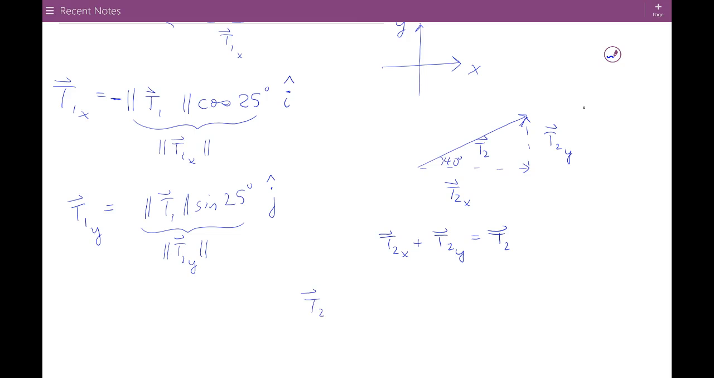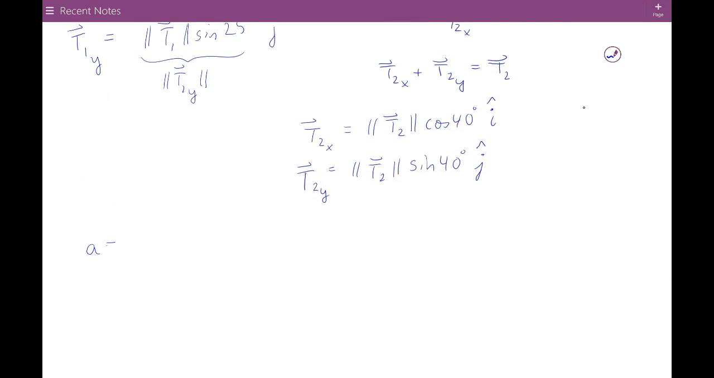So vector T2x is going to be magnitude of T2 cosine of 40 degrees i hat, because it's going in the positive x direction. Then T2y is going to be magnitude of T2 sine of 40 degrees j hat, because it's going upward. Okay, so now let's make a little simplification, and let A be the magnitude of T1. That's going to be how much force is in cable 1. Then we'll let B equal how much force is in cable 2, the magnitude of T2. That's just going to be easier to write our equations this way.